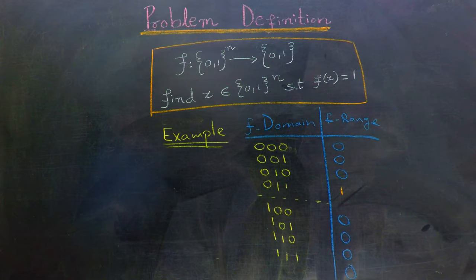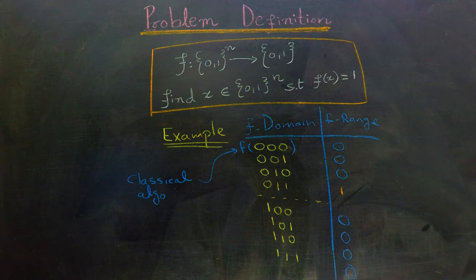So let's see how a classical algorithm can solve this problem. To solve this problem on a classical computer, we have to check the different inputs of the function one by one. We will check what f of 000 is, and this is equal to 0. Next we check f of 001, and that also gives us 0. Then we check the function output given input 010, and that gives us 0, a false. So we'll continue with the next input. Now we check the function output given input 011, and that is equal to true, or 1.